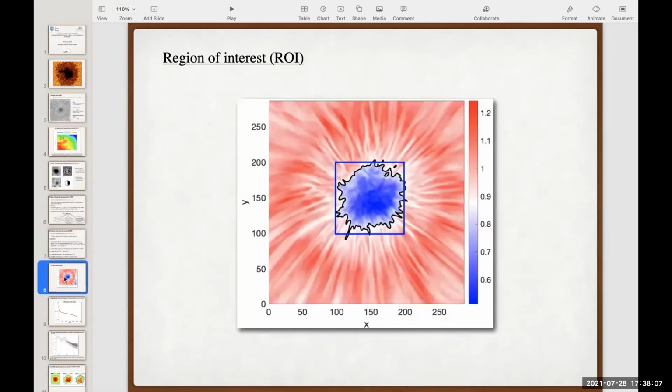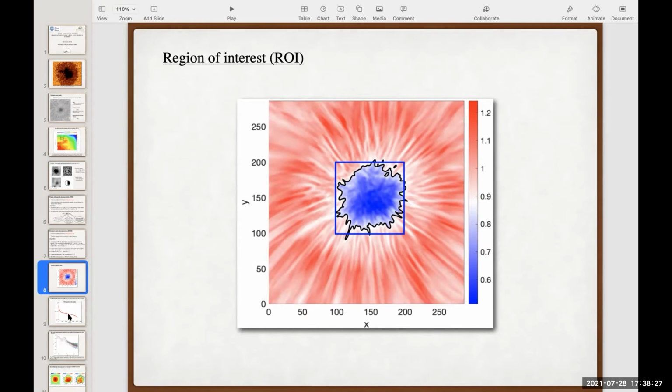Here I'm showing just a snapshot of the data set that I'm going to use, and the region that I have picked and analyzed using POD and DMD, which is shown in the blue box region.